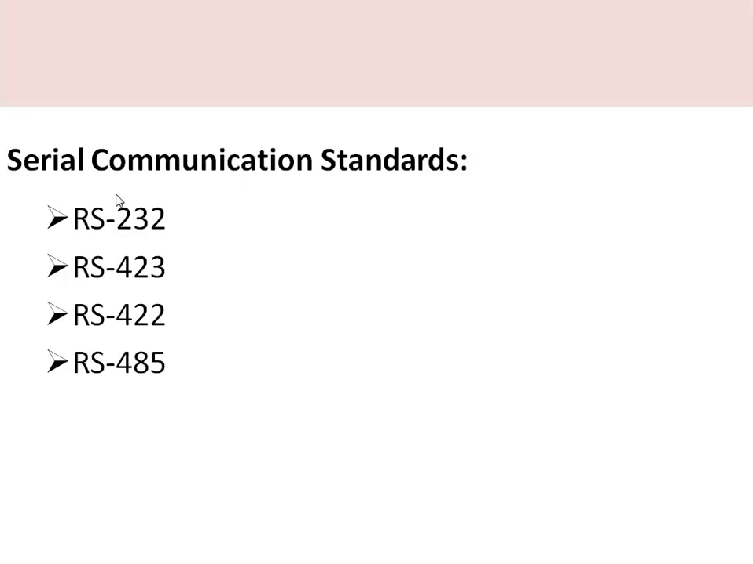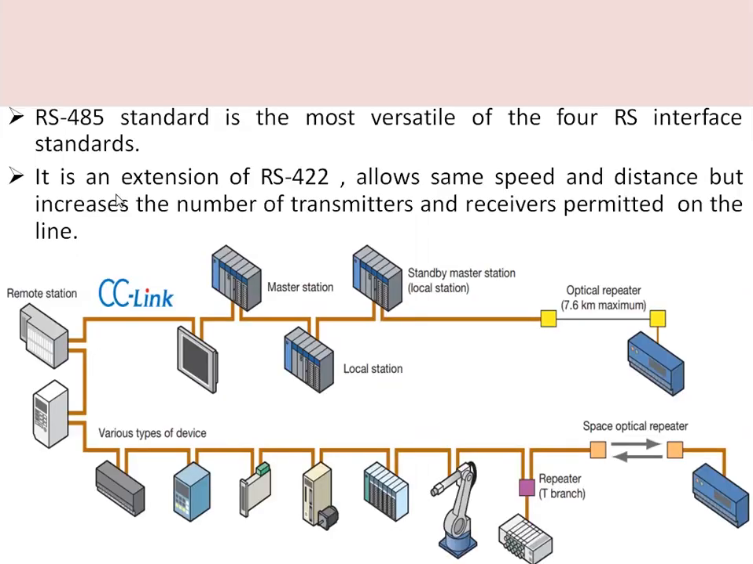Some of the serial communication standards are RS-232, 423, 422 and 485. Out of these, RS-232 and RS-423 are unbalanced communication, which means the signal is transmitted with reference to the ground. Whereas RS-422 and 485 are balanced communication, which means the signal is transmitted as a differential signal. Because of this, these standards will support longer distances compared to the other two standards.